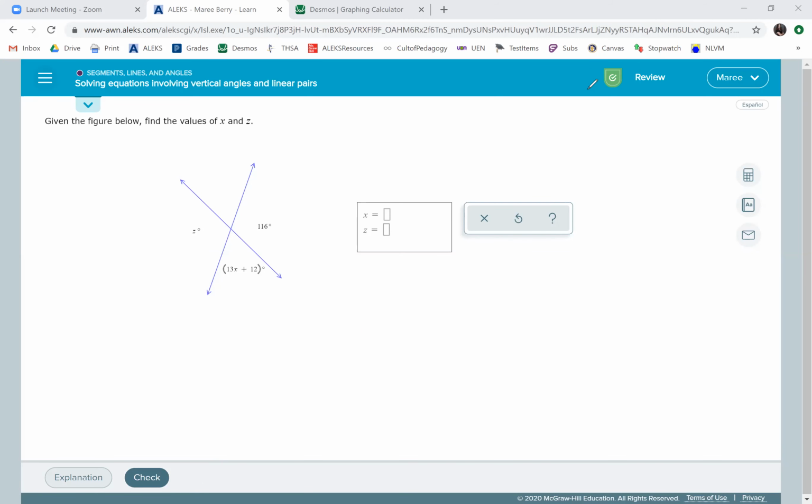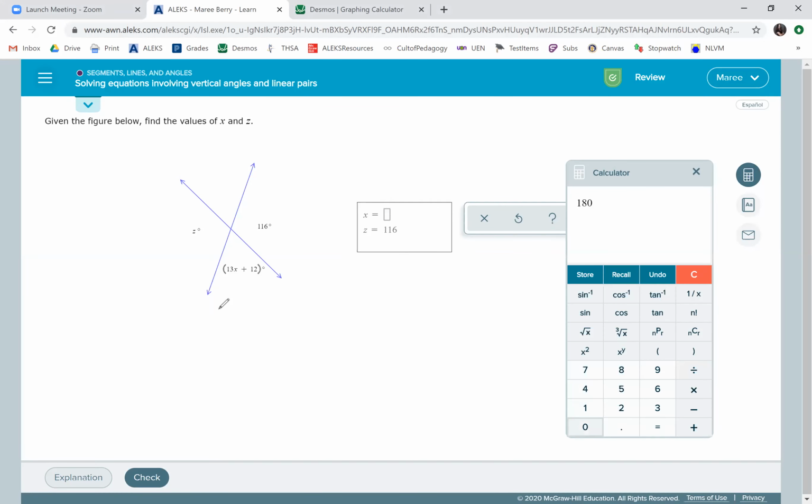Okay, we already know that z is going to equal 116, so we'll just type that in. For x, we have to do 180 minus 116. Here, I'm just going to use my calculator. It's 64. So this particular angle has to be 64. So we do 13x plus 12 equals 64. I'm going to subtract 12 from 64 to get 52. 13x equals 52, and I bet that equals 4 when we divide.